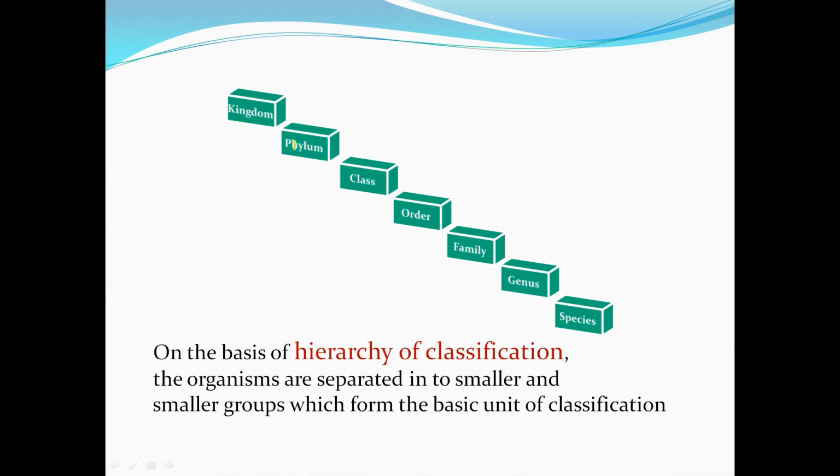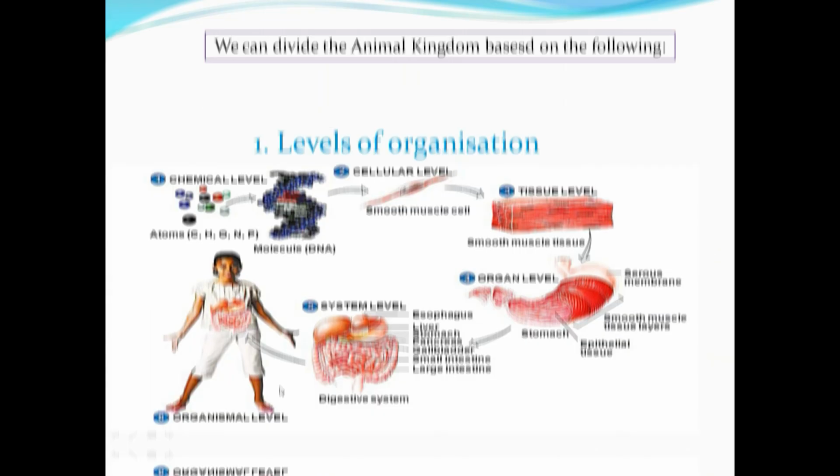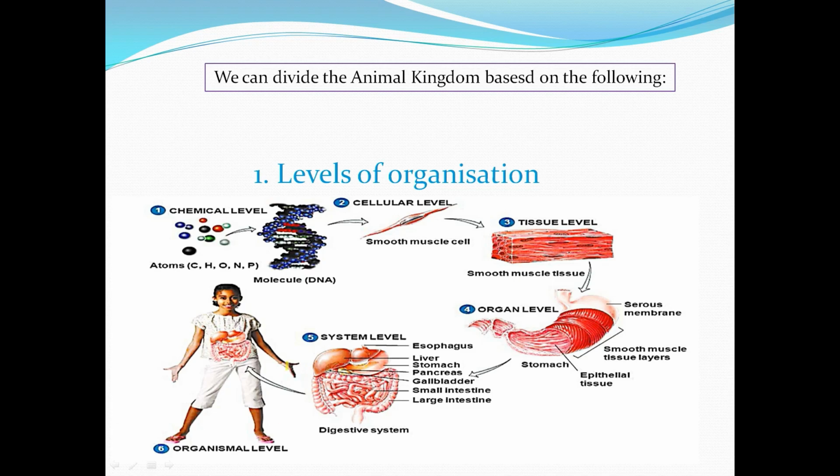So different classes which are related will come under the same phylum. So classes like mammals, birds, reptiles, frogs and fishes constitute the phylum Chordata because they have the notochord or the backbone. And all the phyla will come under the same kingdom. Animals can be classified based on the following features. First one is levels of organization.